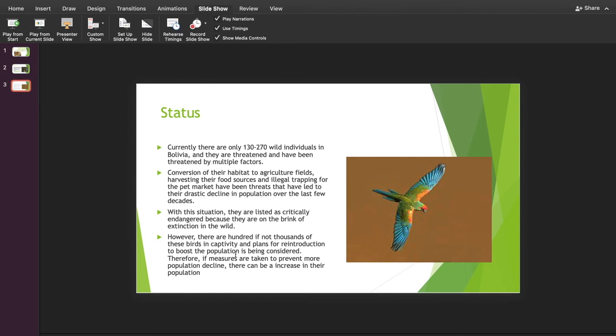However, there are 100, if not thousands, of these birds in captivity, and plans are being considered for reintroduction to boost their population. So if these measures are taken, their population could increase. Still, as of now, they are critically endangered and they are on the brink of extinction in the wild.